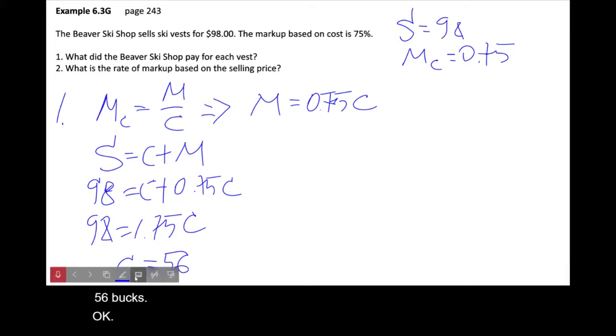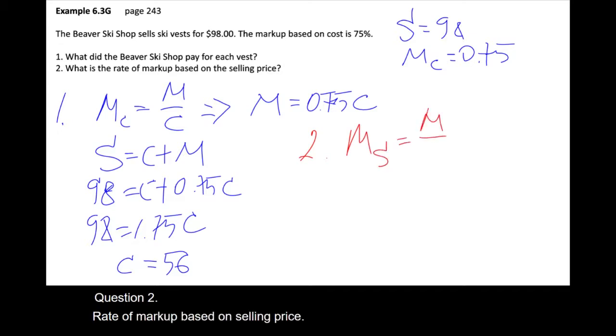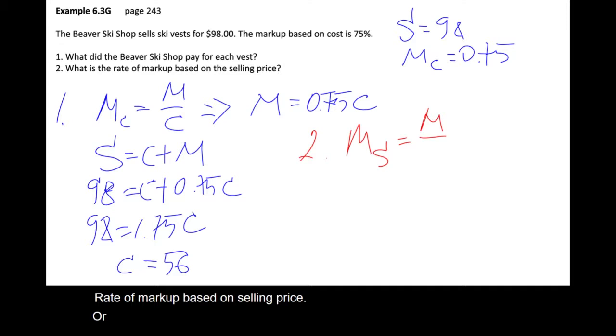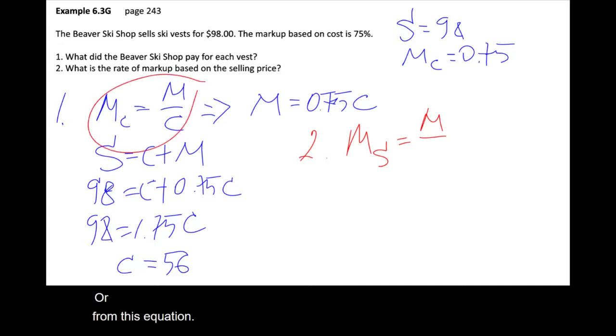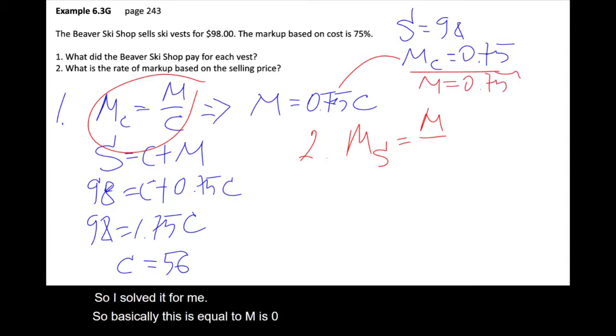Okay. Now question 2, rate of markup based on selling price. So how did you get M equals 0.75C? From this equation. MC is 0.75, right? So I solve it for M. So basically M is 0.75C. Those two are the same thing.